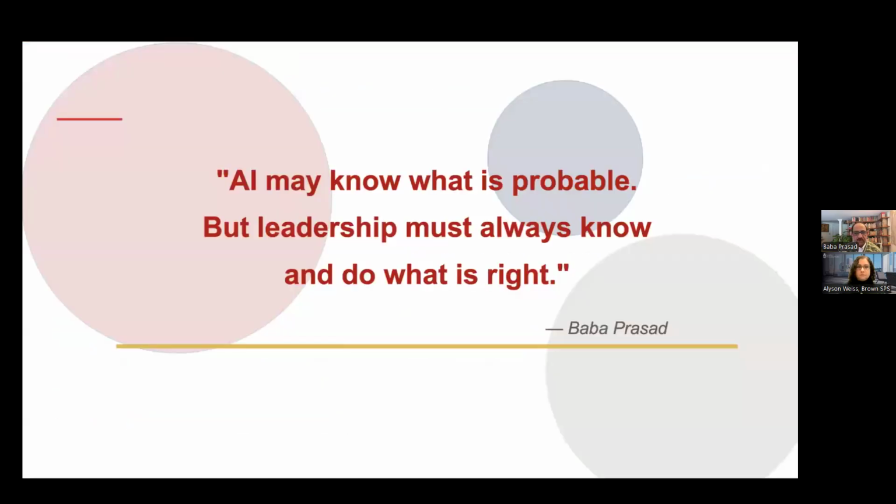Okay. So the biggest takeaway here is what I would like you to understand: AI may know what is probable, but leadership must always know and do what is right. Thank you. That's my sneak preview for what we will do in the course. And of course, this is not the entire course, it's just a little bit of the course.